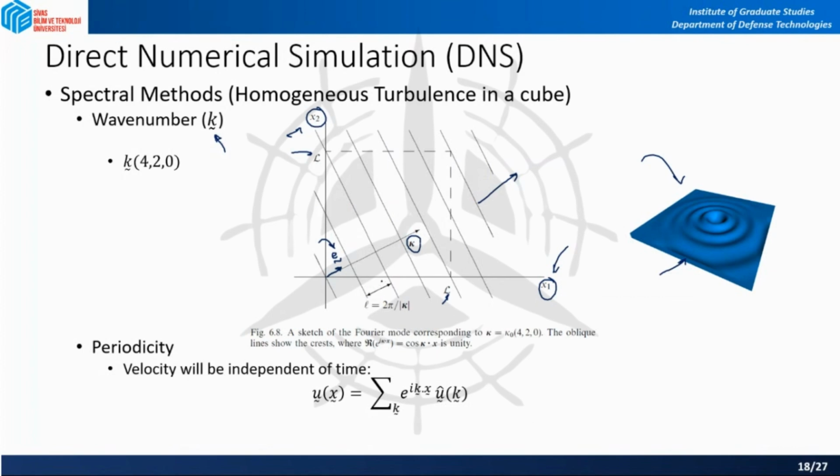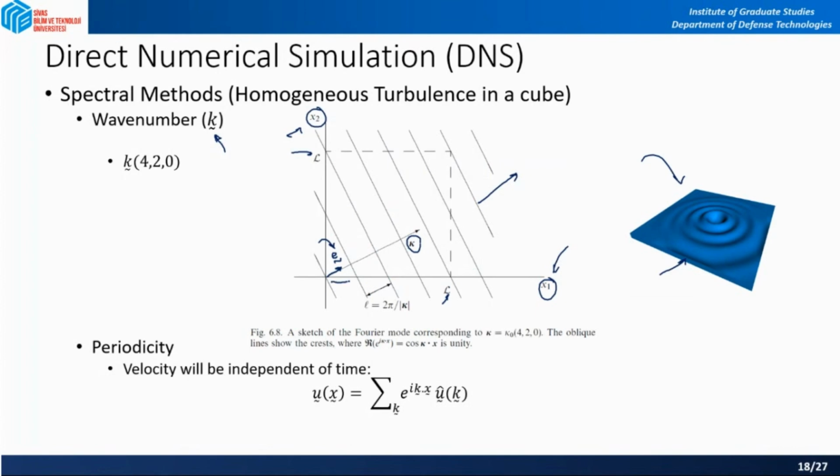The question is how many number of waves you can count along x1 direction. So how many number of waves you have in here? You can think of the lines, these lines that you're seeing as crests of the waves. So along x1, how many wave numbers do I have? I have one, two, three, and four.